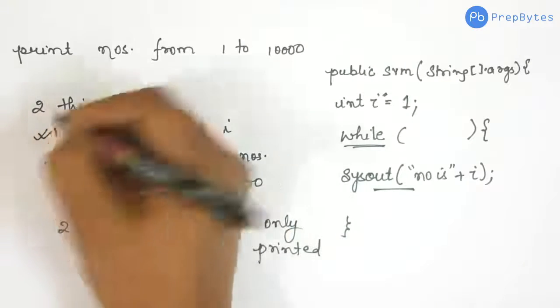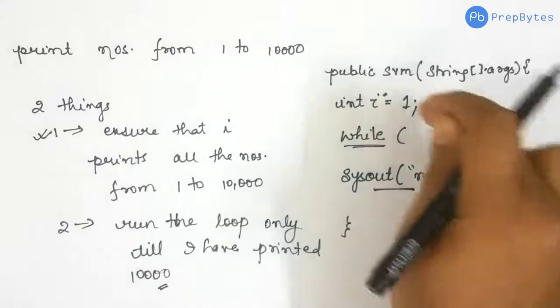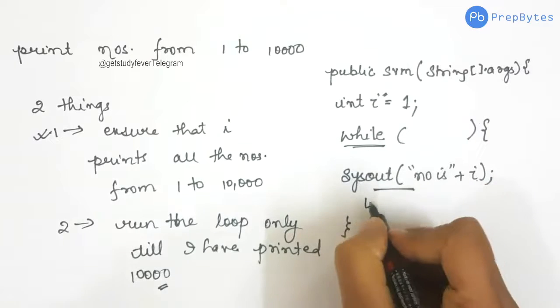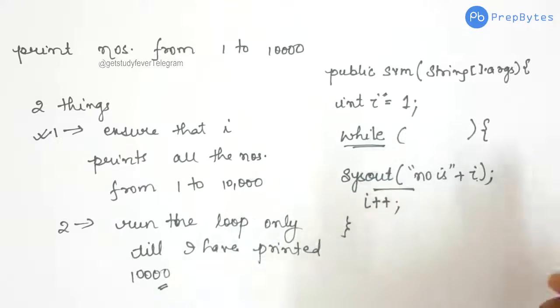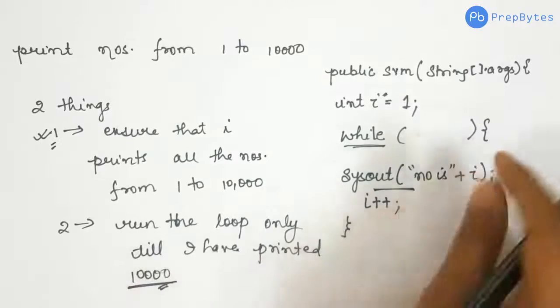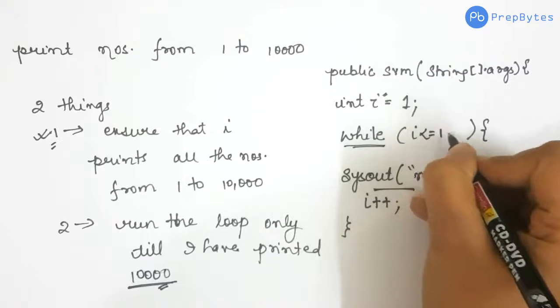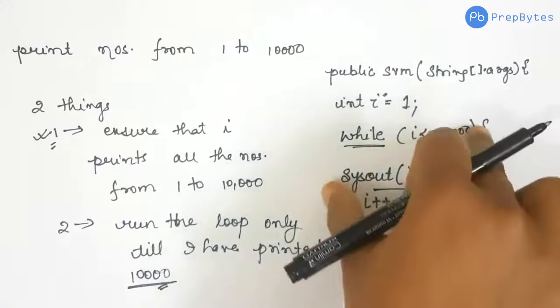Fine. So let's see how we do this. First, let's take care of this. Once I have printed i, what do I have to do? We can increment i, so this i gets incremented and this will be taken care of. Now I have to run the loop only till I have printed 10,000. For this I put a condition here that i should be less than or equal to 10,000.